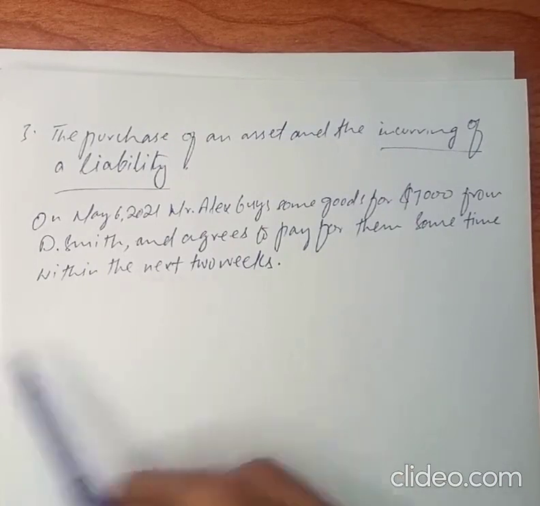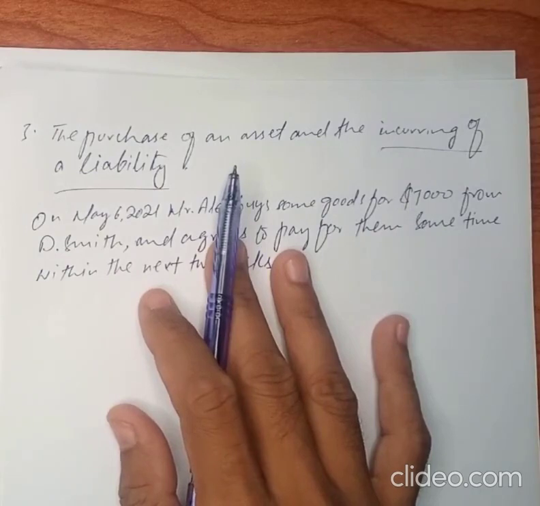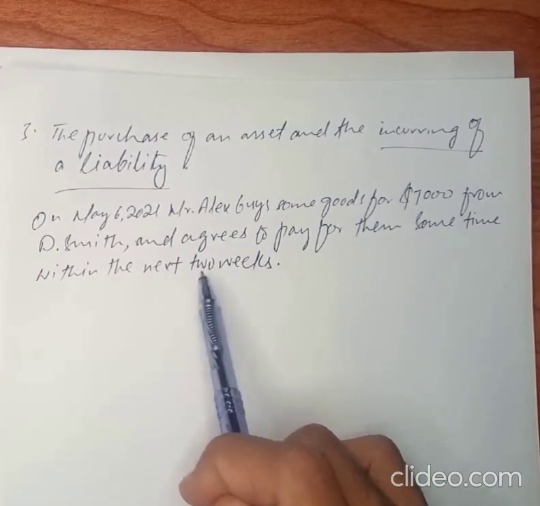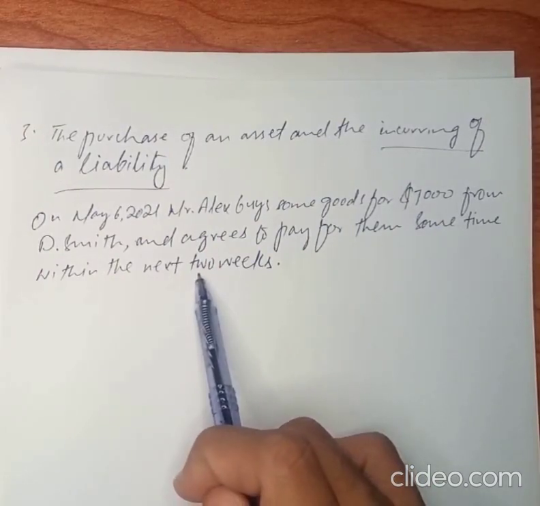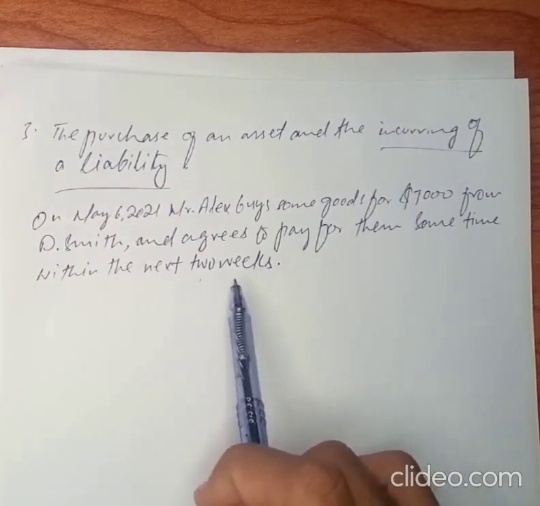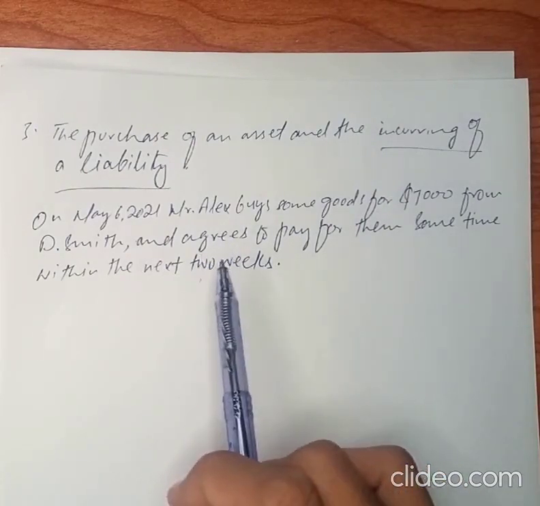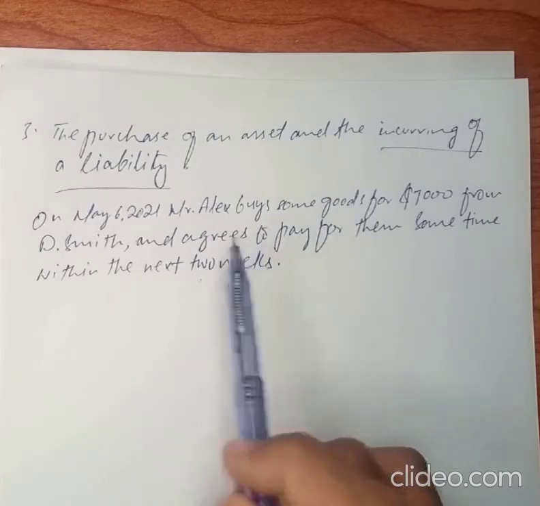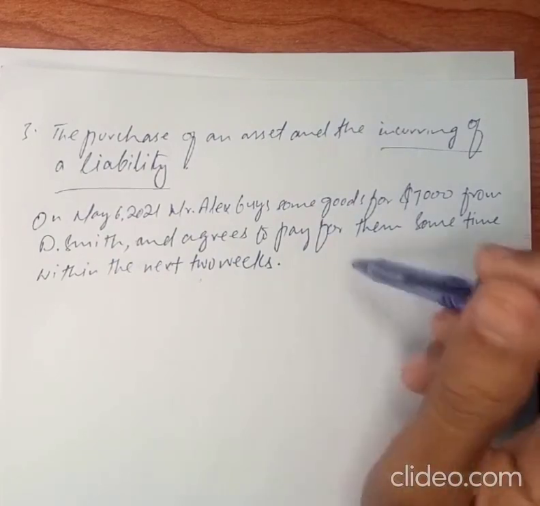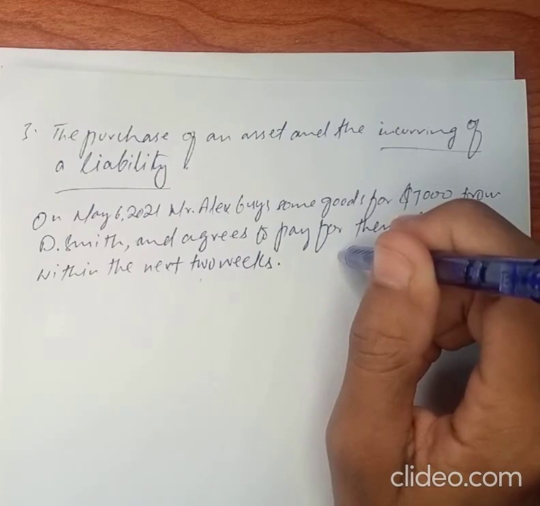He's not paying cash, he's not paying from the bank, but he will pay within 2 weeks. So here is the concept of the liability that we will discuss. The effect of this is that a new asset, stock of goods, is acquired and a liability for the goods is created.